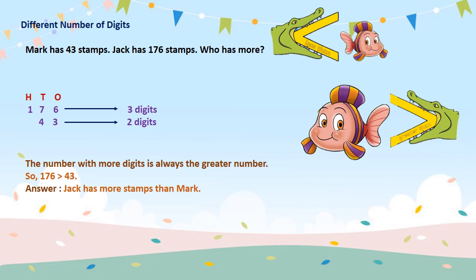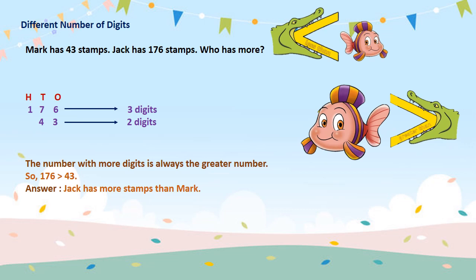Today we will learn greater than and lesser than, with different numbers of digits. Mark has 43 stamps. Jack has 176 stamps. Who has more? So when you write the numbers under the hundreds, tens and ones columns, you can see 176 has got 3 digits and 43 has got only 2 digits.